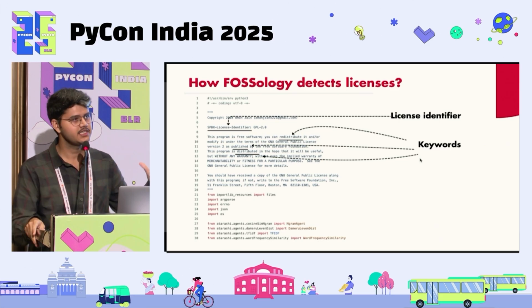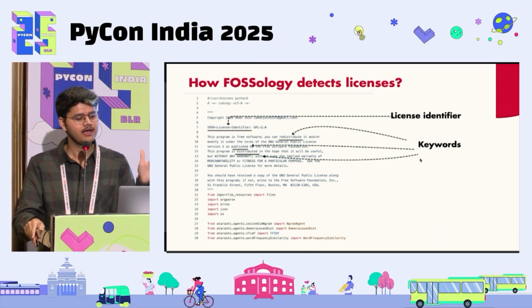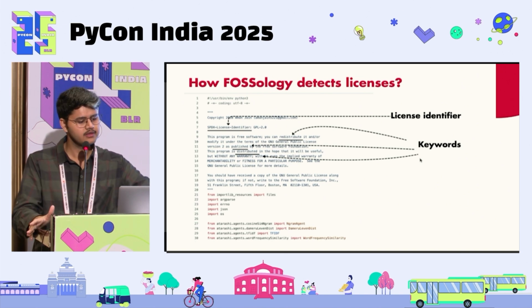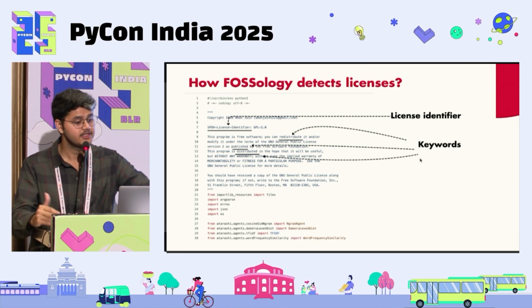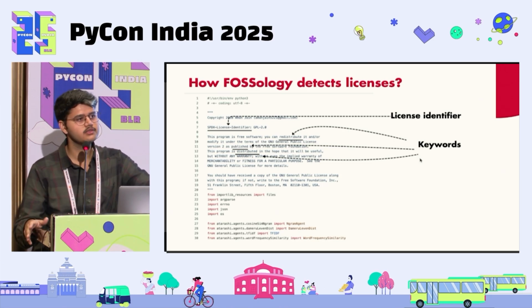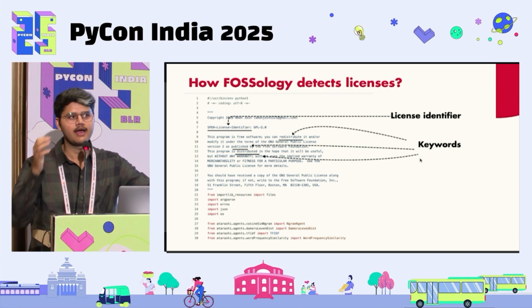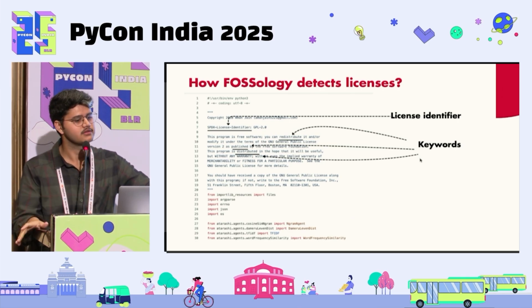So how FOSSology detects licenses: it uses all of these identifiers, these regular expression patterns, and a certain set of keywords. For example, you can see redistribute, published, distributed. All of these are keywords that are researched by our contributors. They have been contributed to FOSSology, and these keywords have been known to attribute to a particular set of licenses.